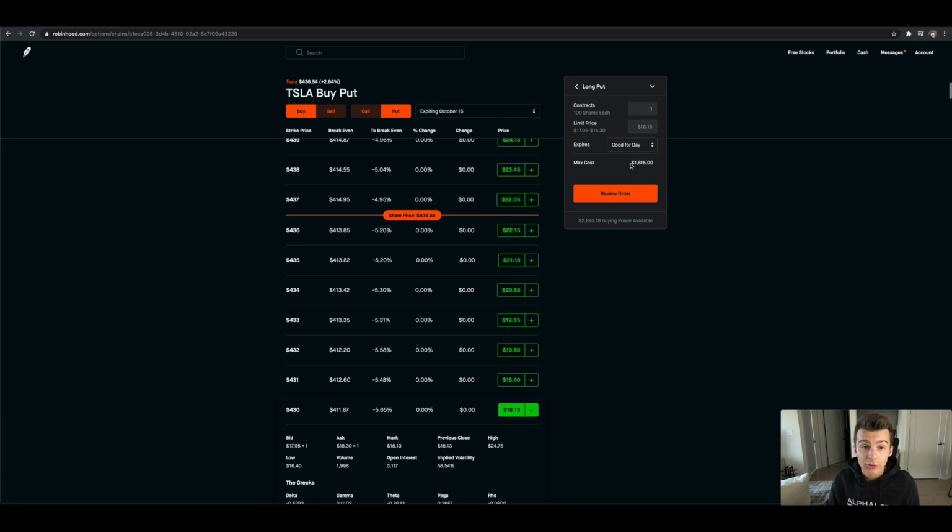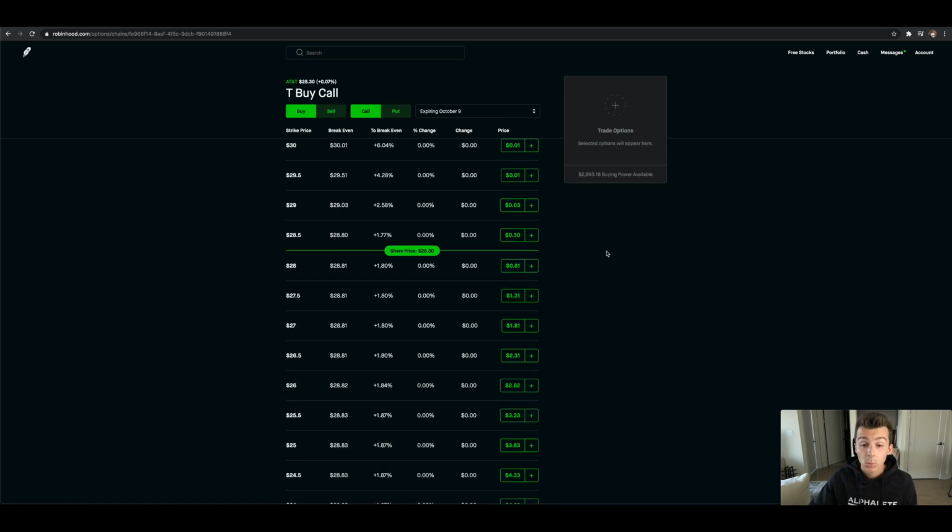Now, Tesla's contracts are pretty expensive compared to a different stock. Let me just pull up one really quick. We're now looking at AT&T stock, ticker symbol T. This is a completely different game, although AT&T isn't as volatile and does not move as much as Tesla. So these are going to be extremely cheap.